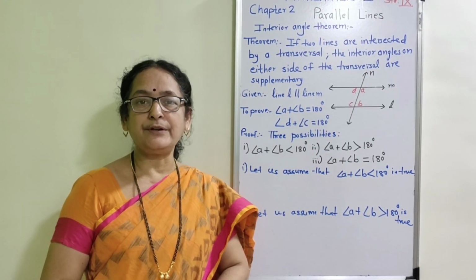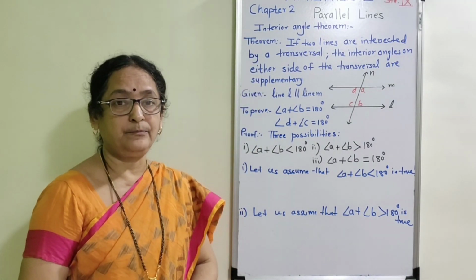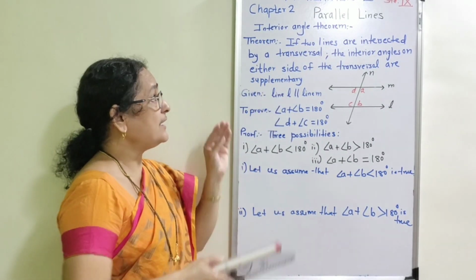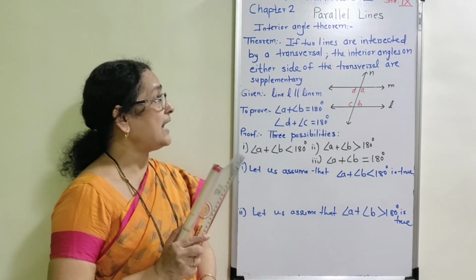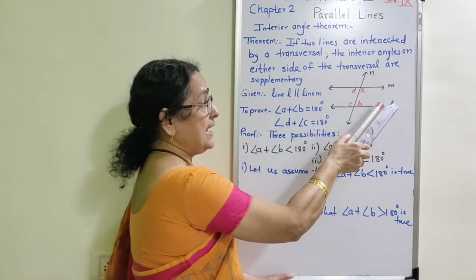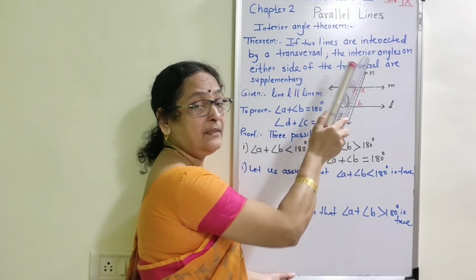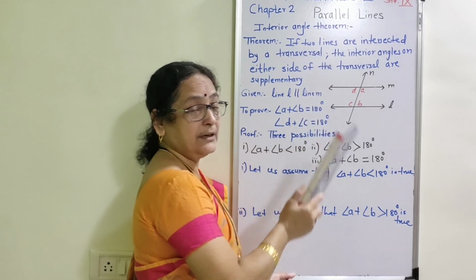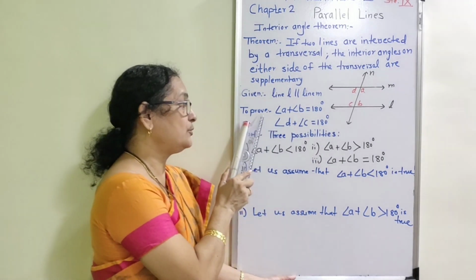Students, now we are going to learn the first theorem, which is known as the interior angle theorem. I will explain the statement of the theorem. If two parallel lines are intersected by a transversal, the interior angles on either side of the transversal are supplementary. Observe the figure. Line L and line M are given parallel to each other, and line N is their transversal, and therefore the interior angles on each side of the transversal are supplementary. This is what we are going to prove.